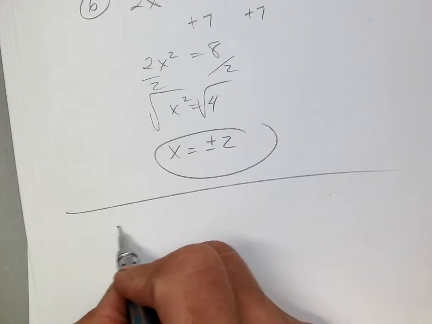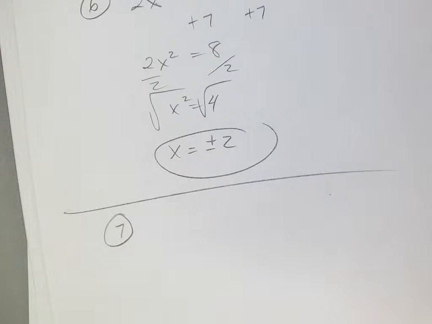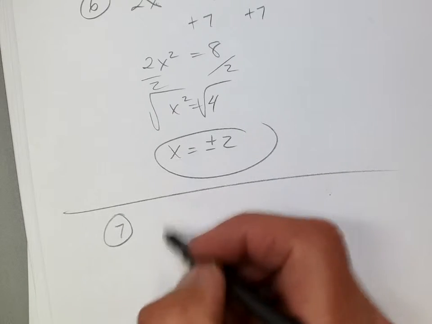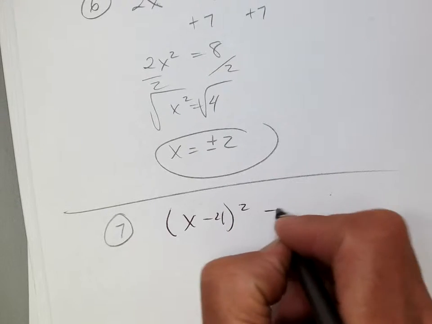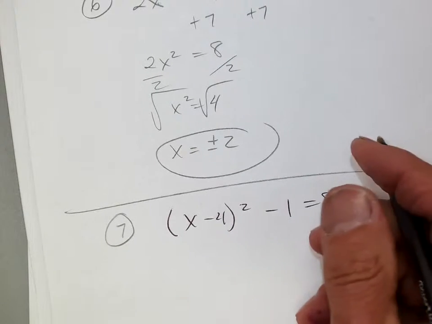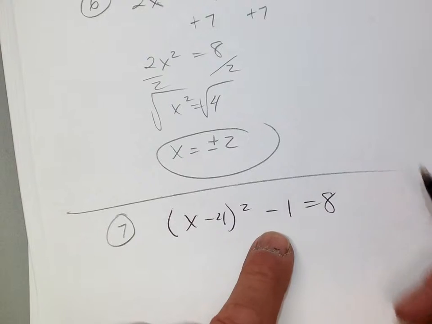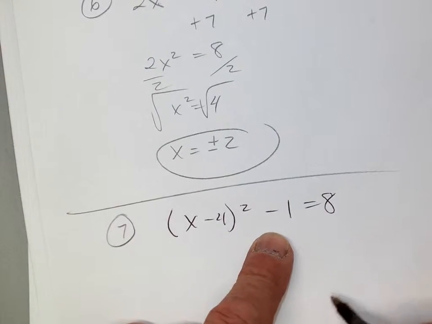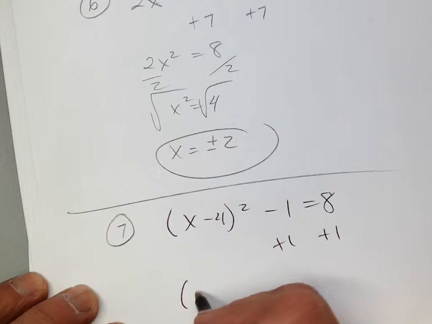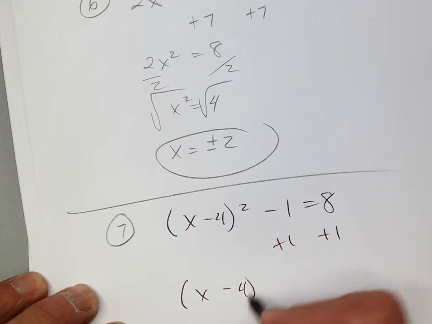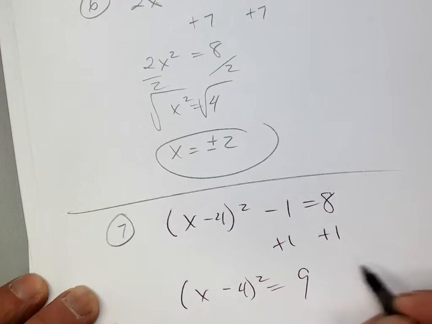Okay, number 7. Let's see about 7. All right. 7, I have a parentheses. X minus 4 squared minus 1 equals 8. Okay. Ready? Step 1, let's add 1. Let's go plus 1, plus 1, okay? X minus 4 squared equals 9, right?